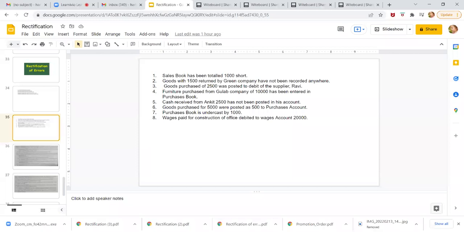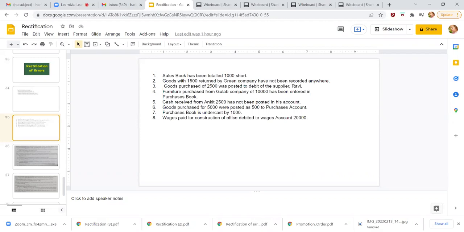All right. Khushi, tell me the answer of the sixth question. That is, goods purchased for 5,000 were posted as 500 to purchases account. Right? So the sixth answer is purchase account debit to suspense account credit with the amount of 4,500. Yes, very good, Khushi.